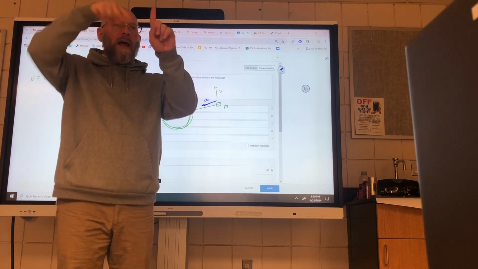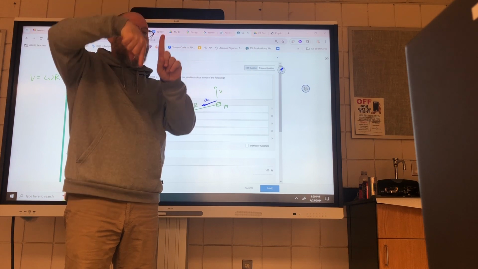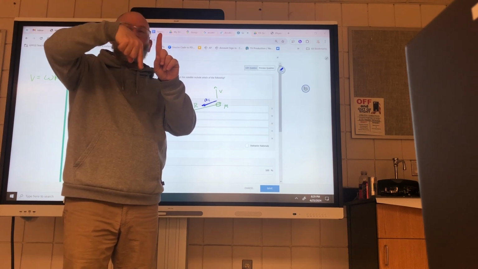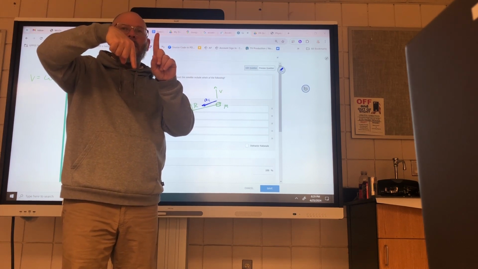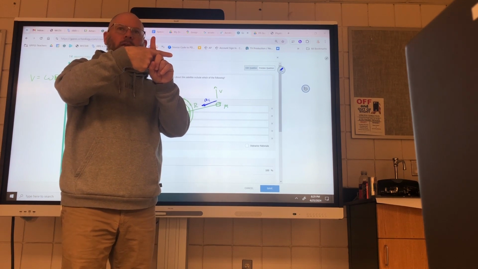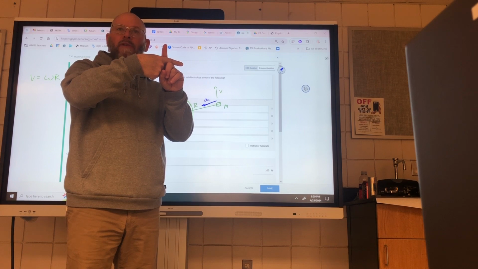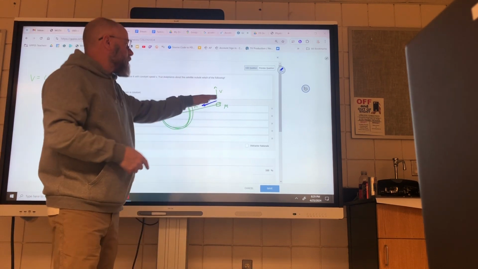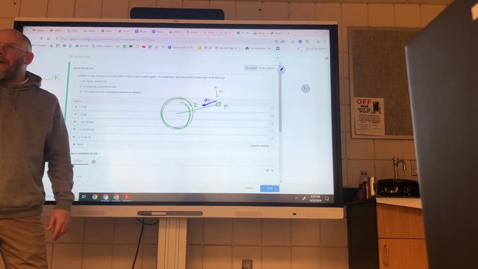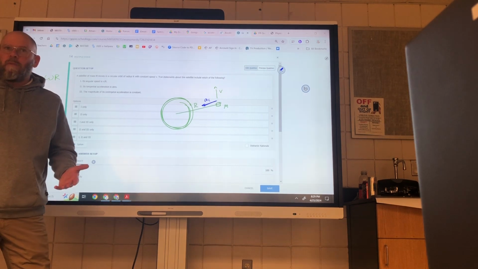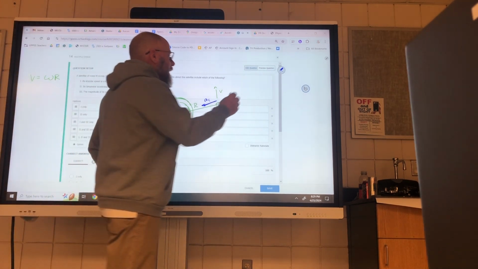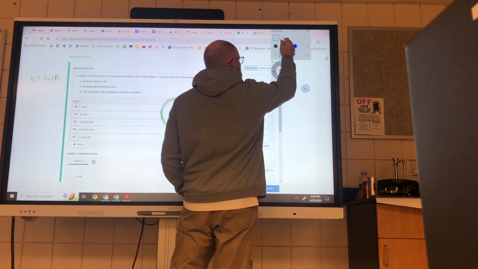If you want them to slow down, what has to be true? There has to be some component opposite the velocity in order to get it to slow down. But what if you're perpendicular? Is there any component in the same direction or opposite? No. That's why the centripetal acceleration can't speed you up or slow you down. Does that make sense? But they're not asking about that. They're asking about the tangential acceleration.